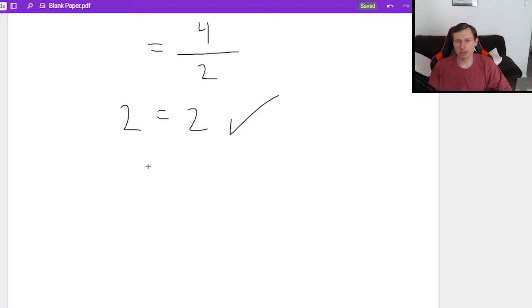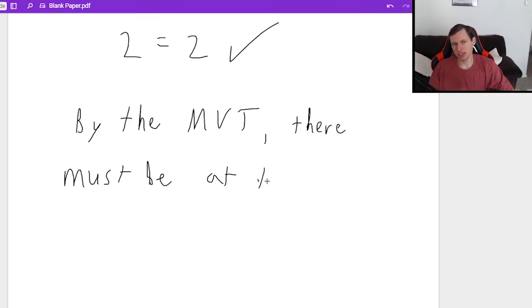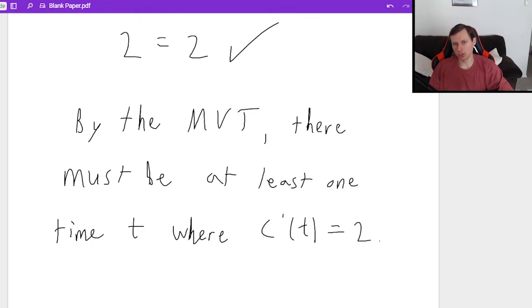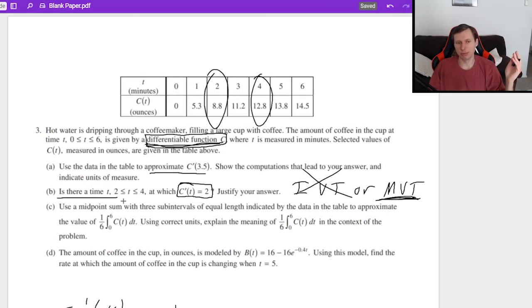So when it says justify your answer, you would say this. By the mean value theorem, and I know you can abbreviate that, MVT, there must be at least one time t where c prime of t equals 2. And that's all you're going to write. All the justification came from the mean value theorem. Okay, so that's it for part B.